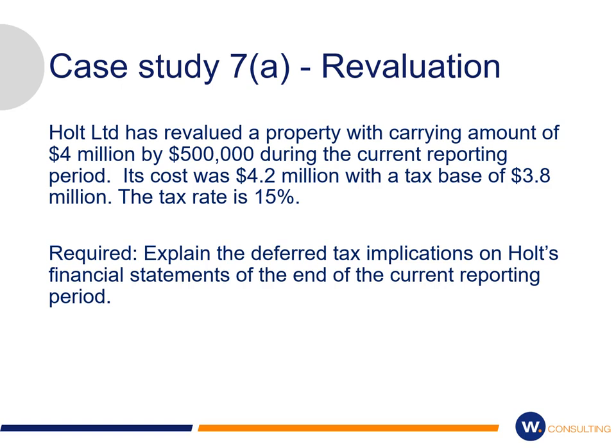The item has been revalued. We've revalued a property with carrying amount of $4 million by $500,000 during the current reporting period. We bought the asset at 4.2. Our tax base is 3.8. In other words, this property is obviously also being written down for tax purposes. We've come down to 3.8. We had bought it for 4.2. We've revalued it by 500,000 during the current reporting period. So my understanding of that is that the asset is now sitting at 4.5.